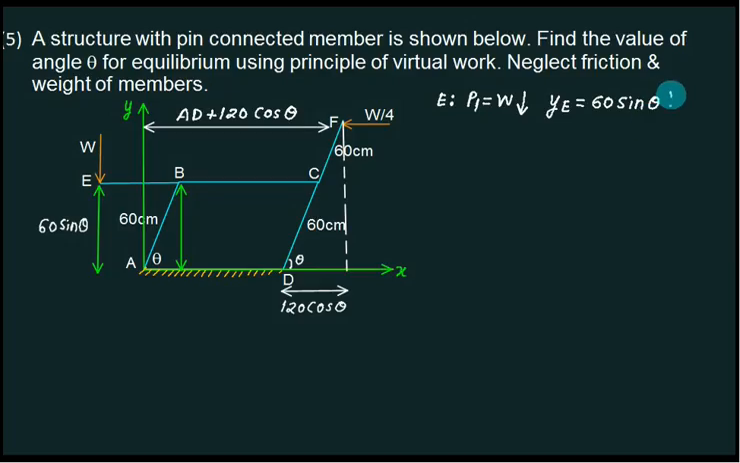Is this point E in the second quadrant? So the second quadrant is like this. Point E, second quadrant, is upward. So what is delta y? It is 60 cos theta.